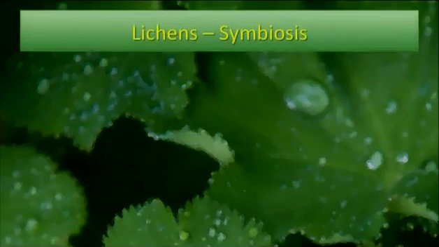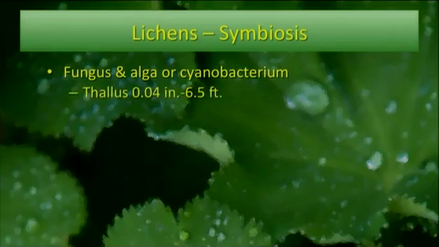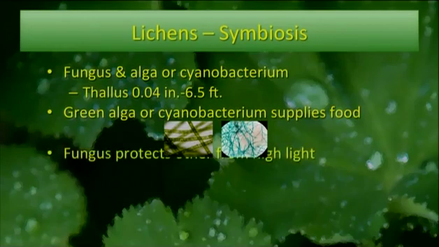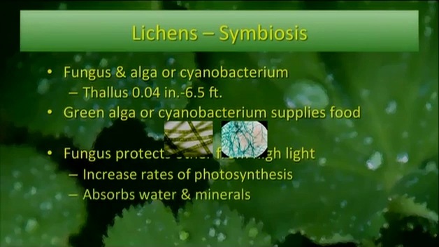Now lichens. Lichens are a symbiosis between a fungus and an alga, or a fungus and a cyanobacterium. The thallus of lichens can be from 0.04 inches to 6.5 feet. Generally the green alga or the cyanobacterium will supply food, and then the fungus will protect the rest of the plant from light, increase rates of photosynthesis, and absorb water and minerals.